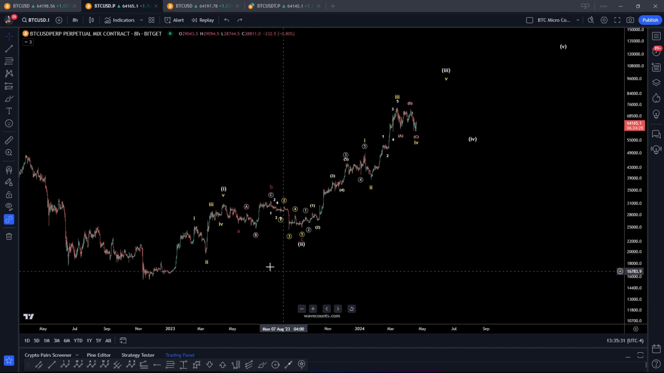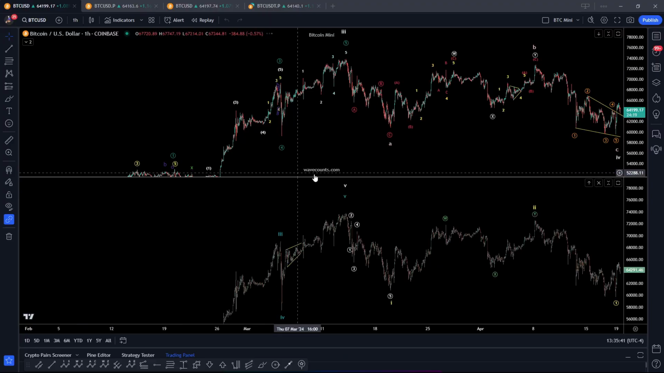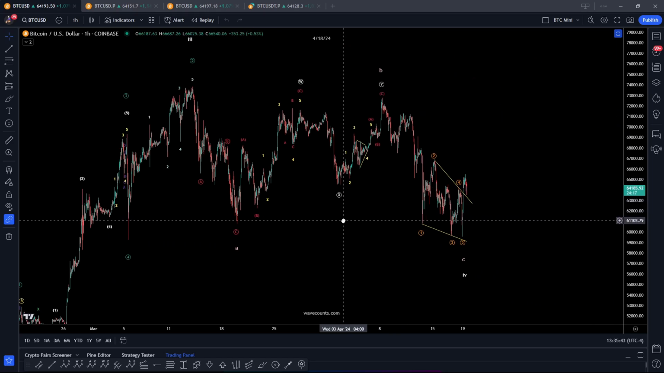Let's get rid of all that. So that looks like, on this time frame, which is the 8 hour, a third of the daily, which we were on before. But I have another time frame to show you. Let's drop it down to the hourly.